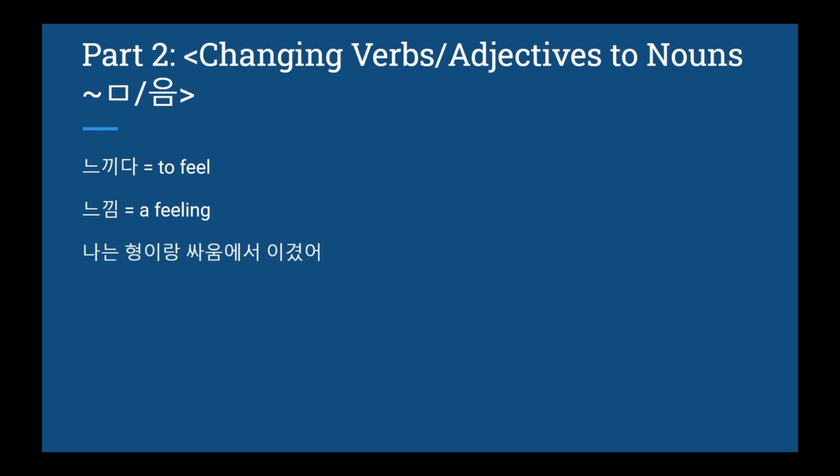So for example, 나는 형이랑 싸움에서 이겼어요, or 이겼어. Well, for me, it would probably be 졌어, but just for the sake of the sentence, I won in a fight with my brother. Now, you do have to worry about irregulars with this conjugation, but it's not that complicated. It's the same irregulars as before. There's a table in the full lesson online that you can refer back to if you have any doubts.